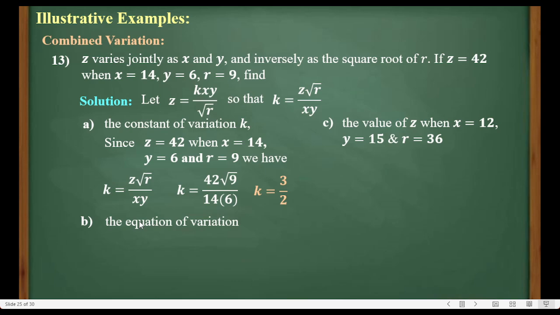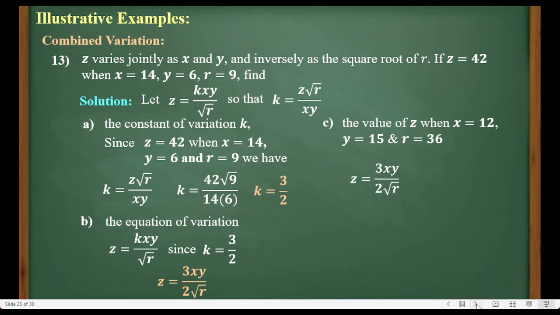And in letter B, we form the equation of variation. Of course, we again go back to this translated equation, but when it comes to k, we replace it by 3 halves. Since k is 3 halves, therefore the equation is: Z is equal to 3xy over 2 square root of r.